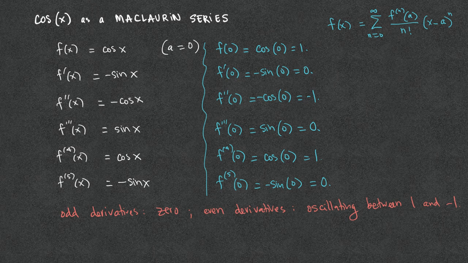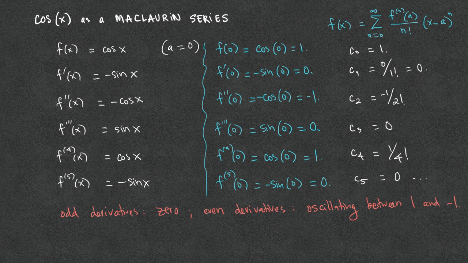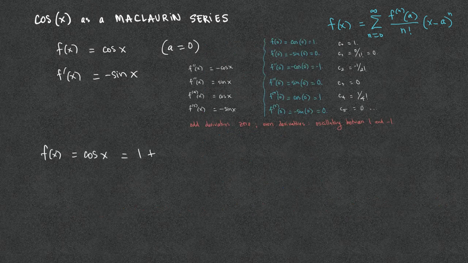The coefficients in the Taylor series are therefore c sub 0 is 1. C sub 1 is 0 over 1 factorial, 0. C sub 2 is negative 1 over 2 factorial. C sub 3 is 0. C sub 4 is positive 1 over 4 factorial. C sub 5 is 0, and so on. And so cosine of x is 1 plus 0x minus 1 over 2 factorial x squared plus 0x cubed plus 1 over 4 factorial x to the 4th power plus 0x to the 5th, and so on.